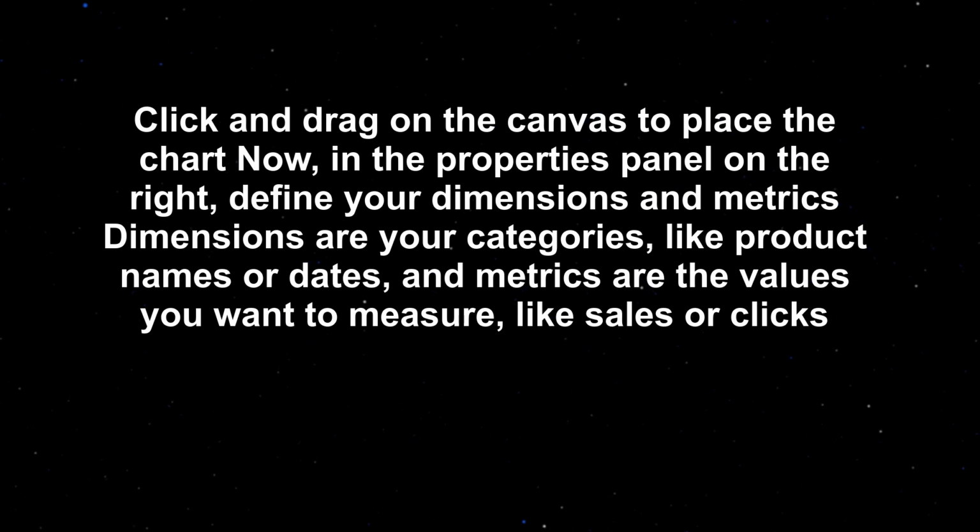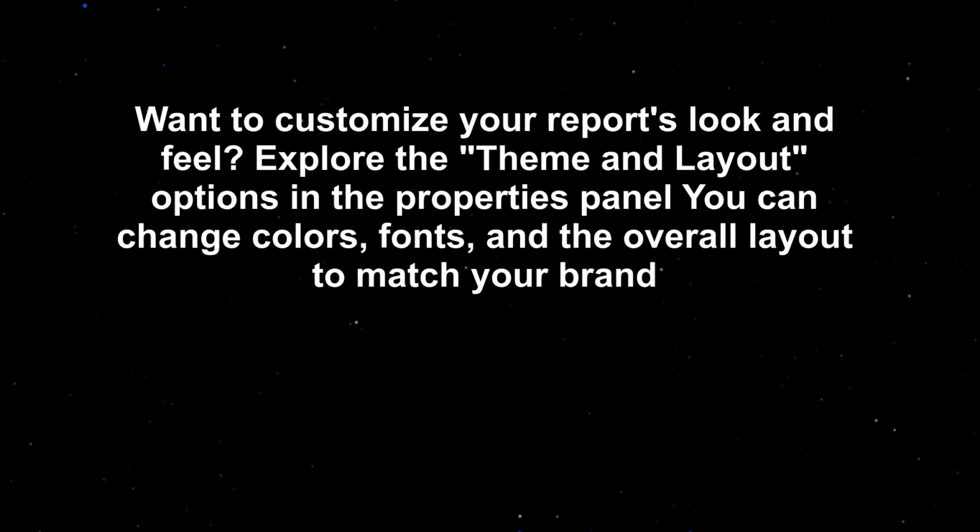Now, in the Properties panel on the right, define your dimensions and metrics. Dimensions are your categories, like product names or dates, and metrics are the values you want to measure, like sales or clicks. Want to customize your report's look and feel?